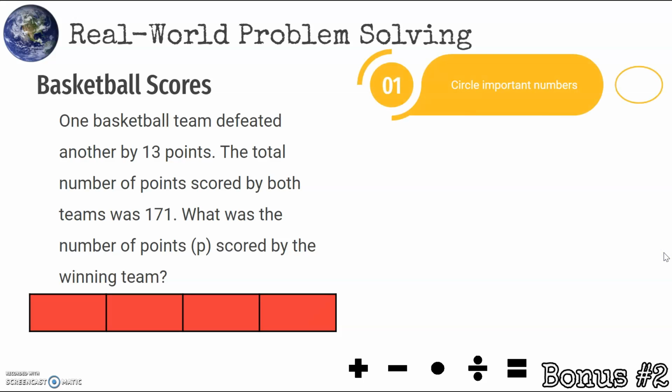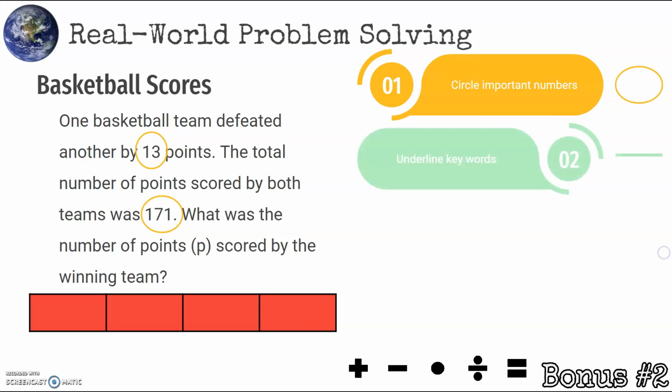All right, so again, we're not going to worry too much about how we can figure this out. We're just going to circle our important numbers. 13, 171. There's some numbers for you. Okay, so we're going to underline our keywords now.